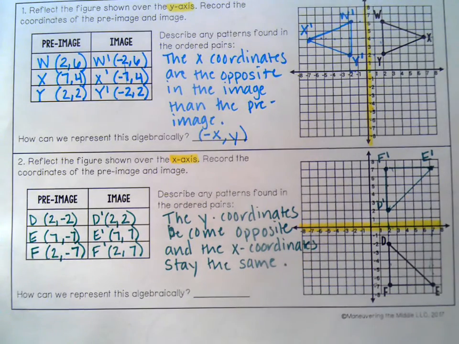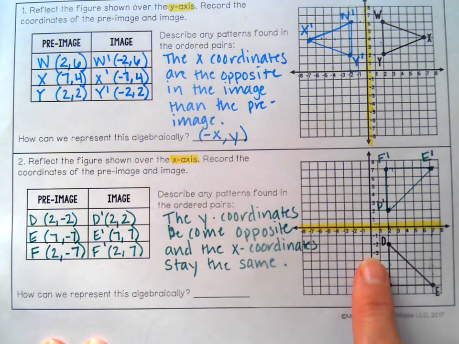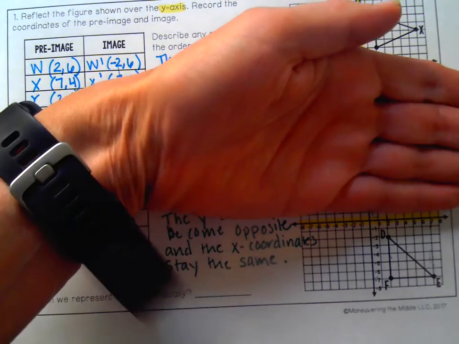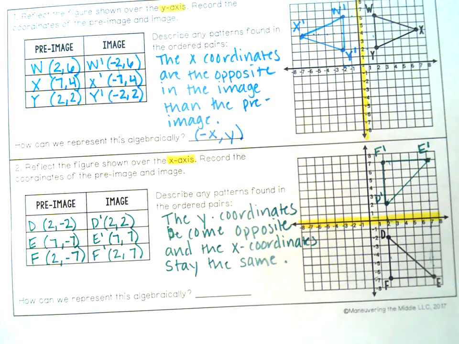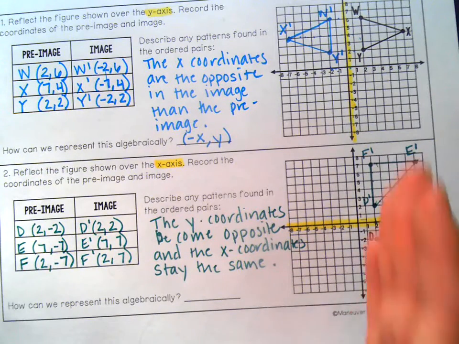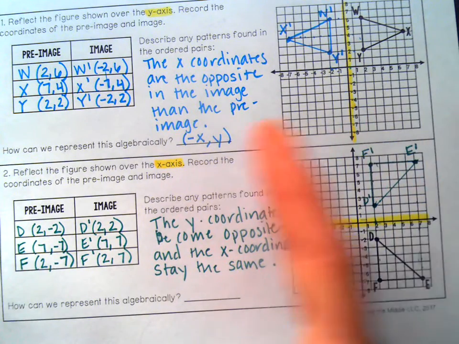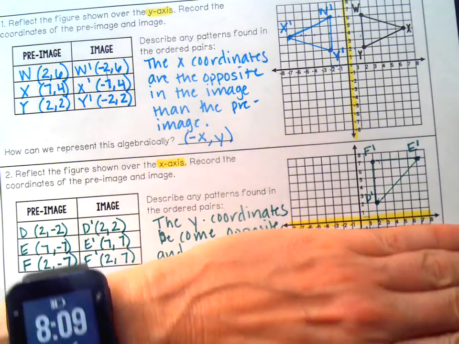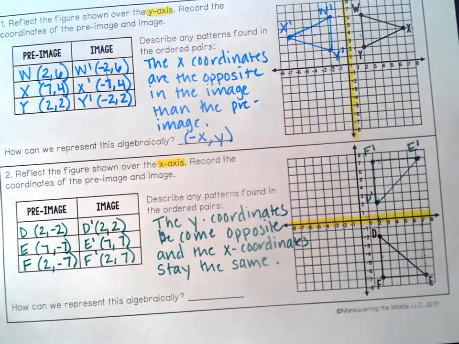And let's take a look at why that happens. Again, we're reflecting over this line. Everything below this line, the y is negative. Everything above this line, the y is positive. So when you flip it over, the y changes, but the x doesn't change. It doesn't move left or right. If it moved left or right, then the x would change. Only the y changes because we've moved from below the x-axis to above the x-axis.